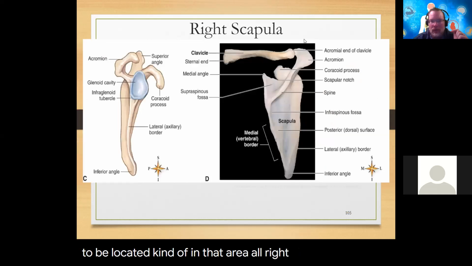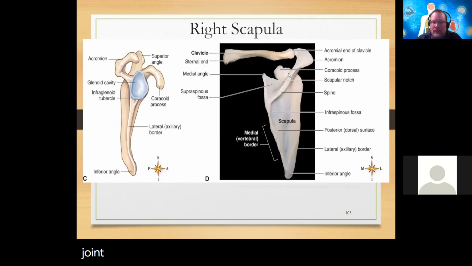All right, so anyhow, we could see the scapula and the clavicle kind of connected there. So this would be a joint, right? The scapula meeting the clavicle, that would be a joint right there. They call it the acromioclavicular joint or the AC joint.